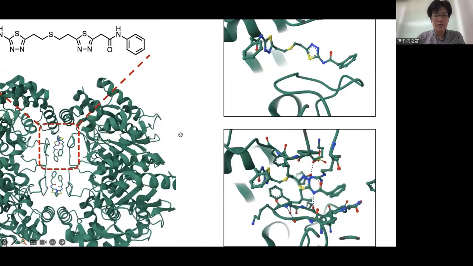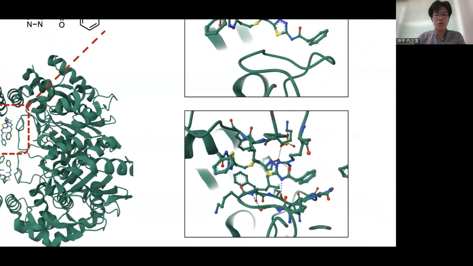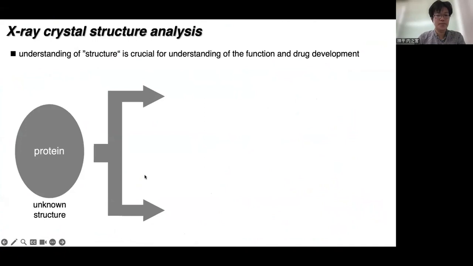And like this, can you see this dashed line? So this is a hydrogen bond formation. And as you can see, like this, you can understand how ligand binds with target protein. So this is very important for understanding the function and also drug development. Okay, so the understanding of structure is very important for understanding the function and drug development.